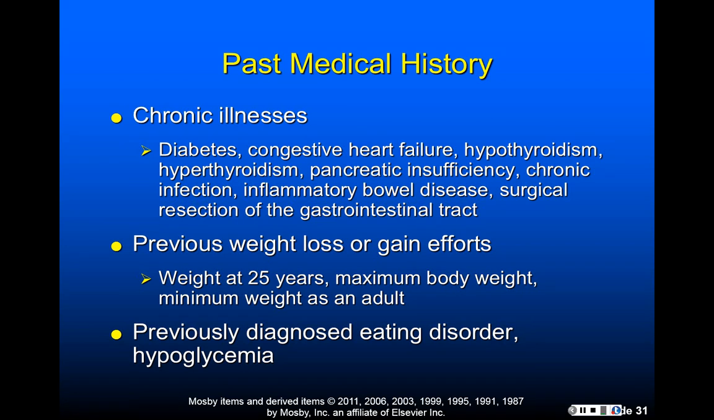Whether there have been any past efforts to gain or lose weight. What was their weight at 25 years of age? What was the maximum and minimum adult body weights for the patient? Has there been a previously diagnosed eating disorder or a diagnosis of hypoglycemia?